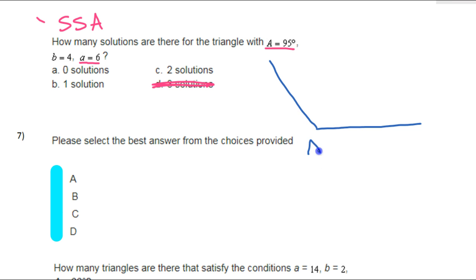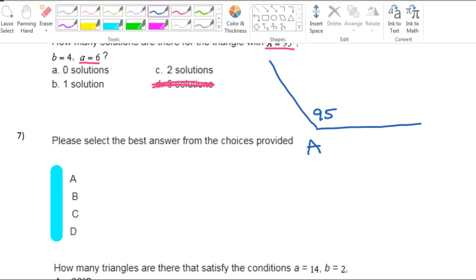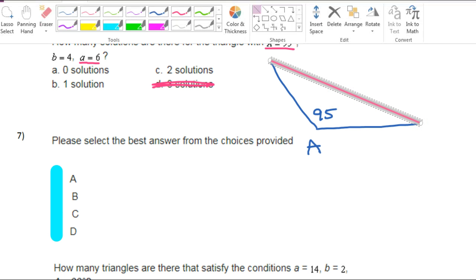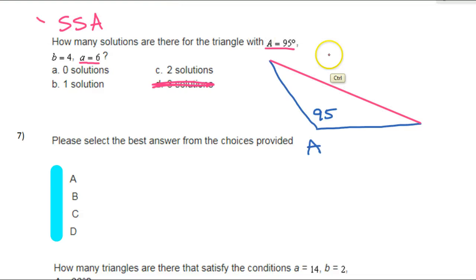So here's angle A, and it is 95 degrees. Now, here is side A, the one that moves around. So this is side A right here. We have B is 4, and we're going to put the 4 right here on the left. And then A is 6, so maybe instead of putting side A, I'll put 6.